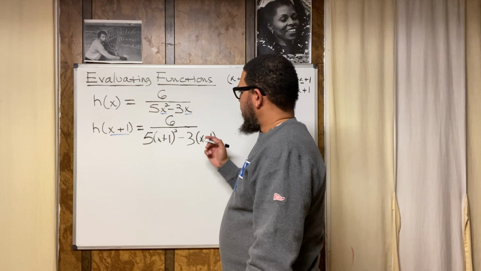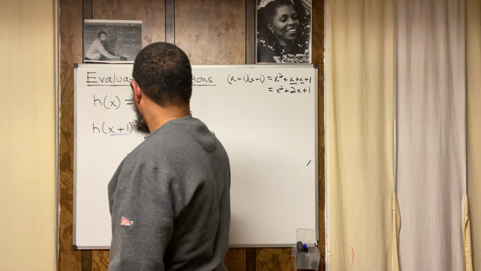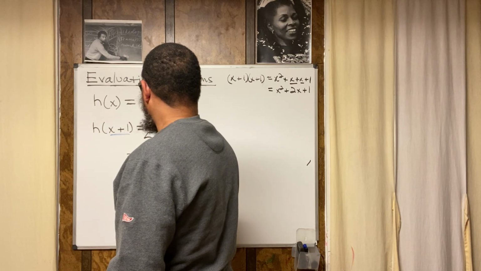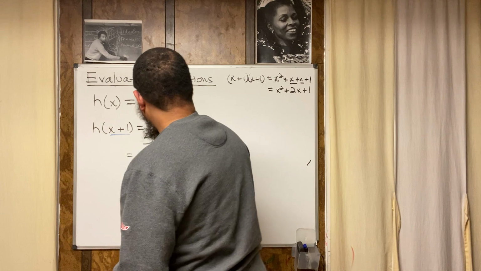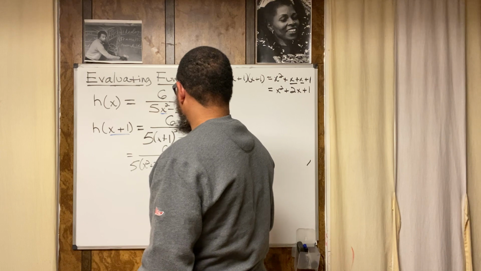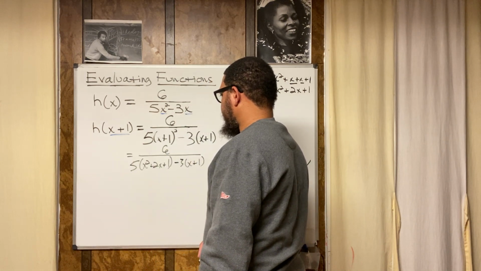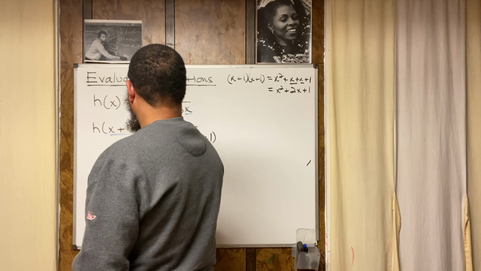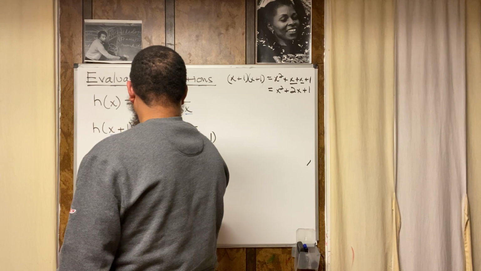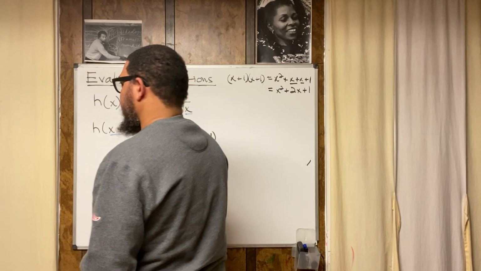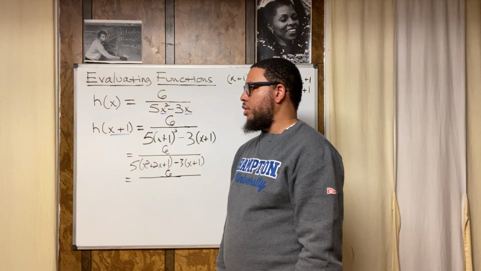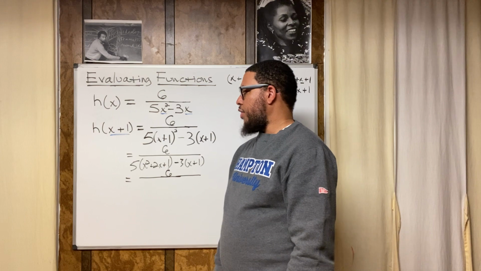So now let's rewrite this. 6 on top, 5 still on the outside. x squared plus 2x plus 1. Boom. Now over here, I'm going to keep that for now, 3 times quantity x plus 1, right? So now we've got to distribute. We've got to distribute the 5 in the denominator. This 5 gets distributed to everything.